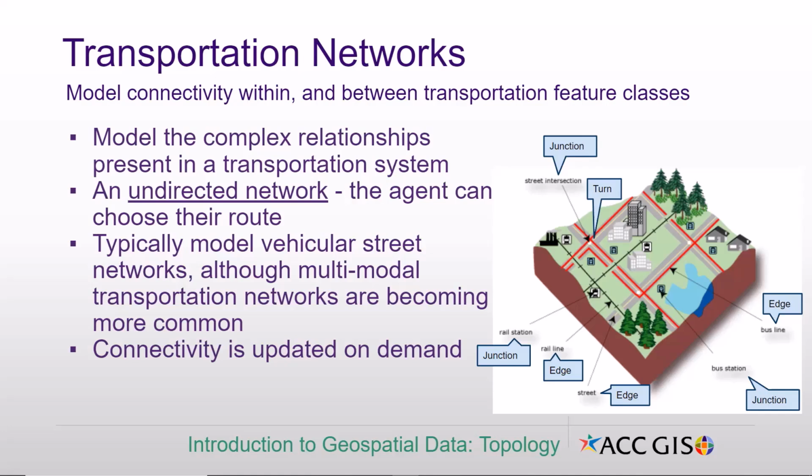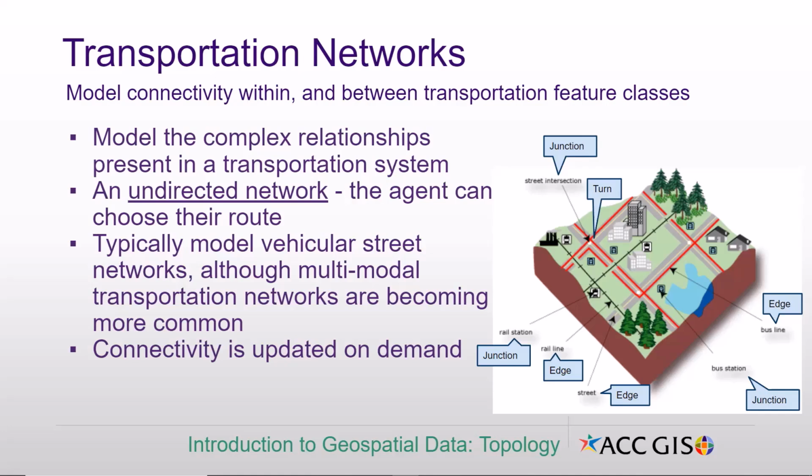We typically use transportation networks to model vehicular street networks, but also other types of transportation networks as well. For example, a bus network, a train network, or maybe even a pedestrian network. And so when we combine these networks together, we call them a multimodal network, in which there are multiple modes of transportation on which an agent can take across the network.